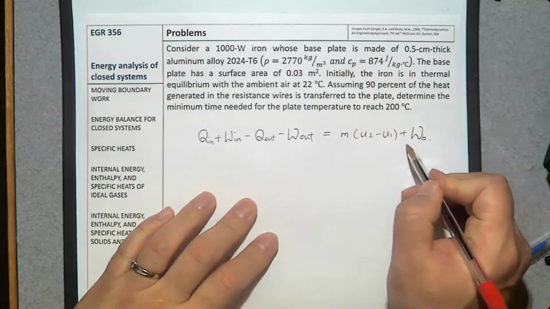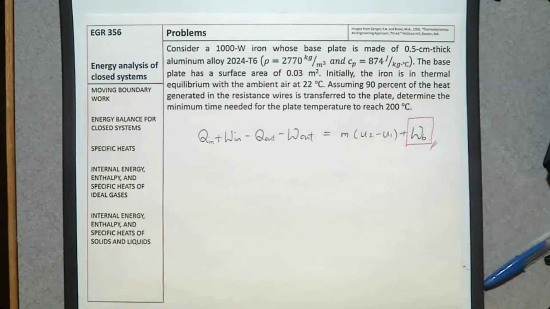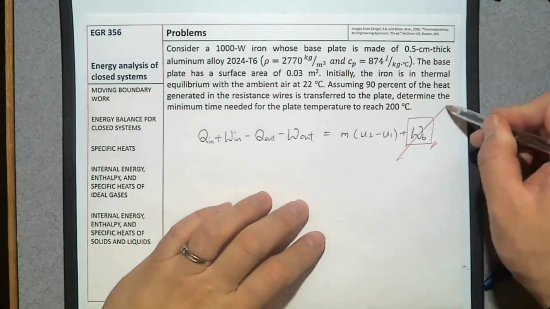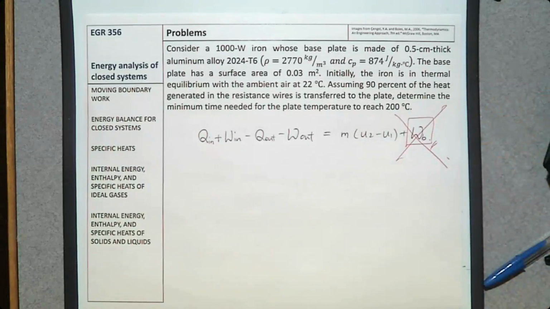Then what is the moving boundary work? Is there a moving boundary? Technically, yes. There's a thermal expansion if you have the aluminum, but it is pretty small. So in engineering, we neglect that, right? So practically, we can assume that it's a constant volume, so there's no moving boundary work. But in reality, there's a small change in the volume, right?